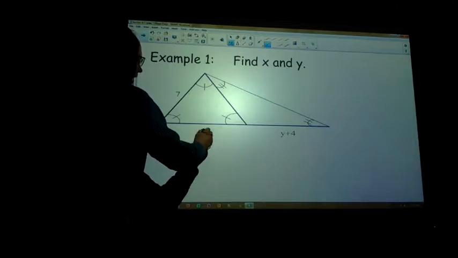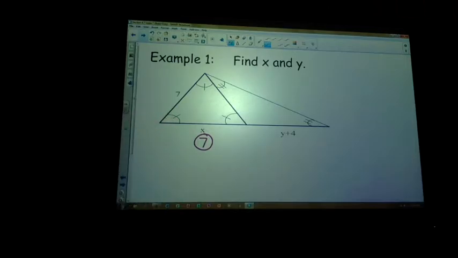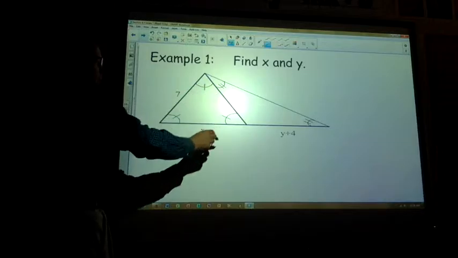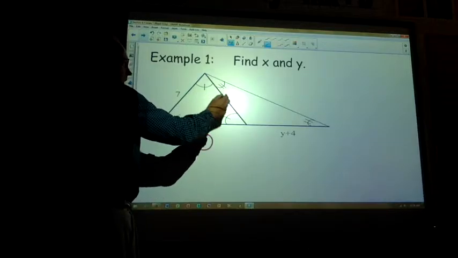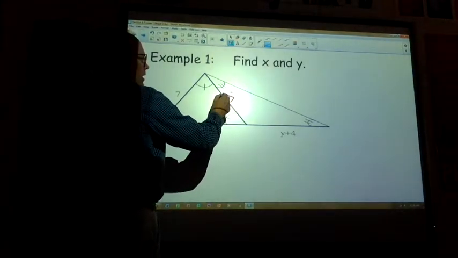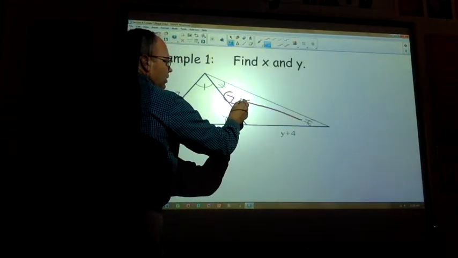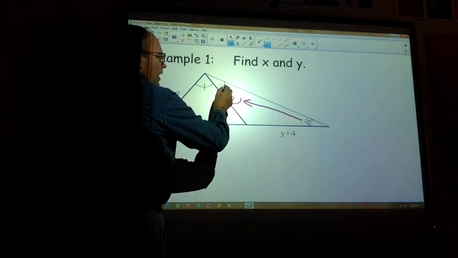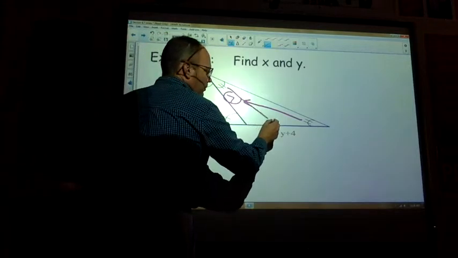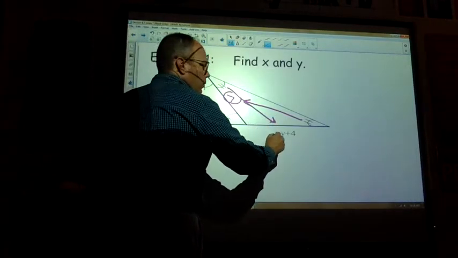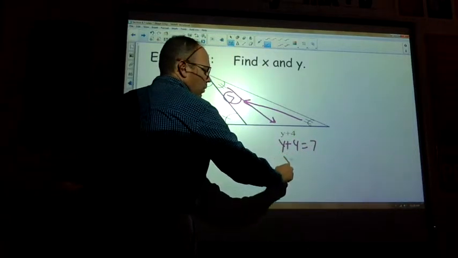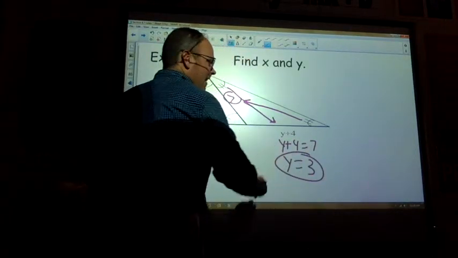I like that. Okay. Being that these angles are the same, that means all of the sides have to be the same. So what would this side here that's not labeled have to be? Yeah. 7. And notice that's 7 opposite of this angle. What do you know about this angle and this angle? They're congruent. So what would you know about this opposite side? Congruent. So it would have to be 7. So I know that y plus 4 would have to equal 7. So y equals 3? Yep.